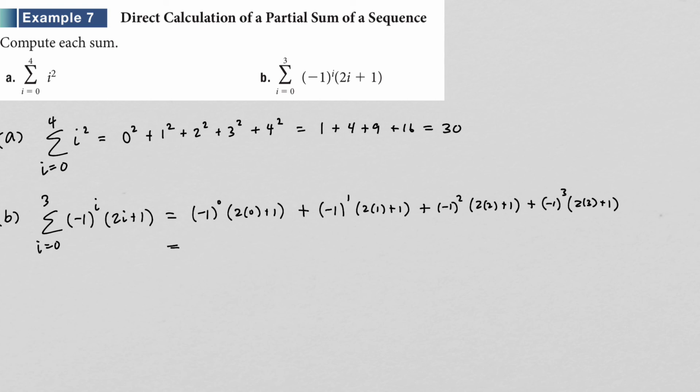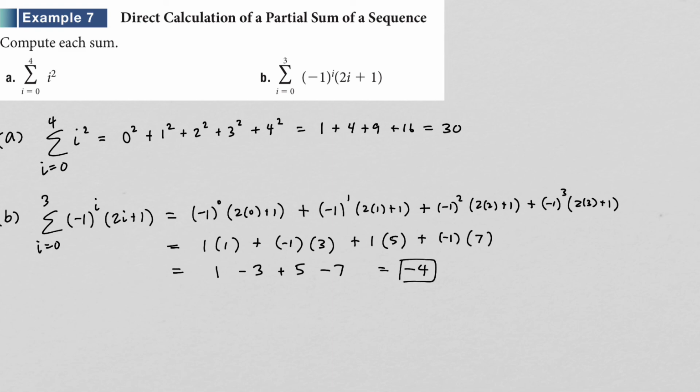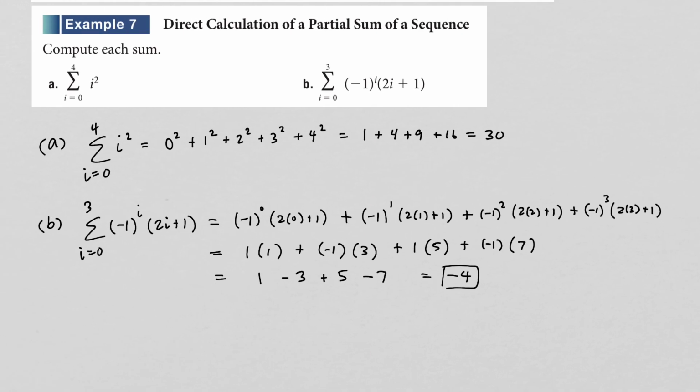Now to add these up, we'll just do the math. Negative 1 to the 0 is 1. 2 times 0 plus 1 is 1, so we have 1 times 1. The next term, we have negative 1 to the 1, which is negative 1. And 2 times 1 plus 1 is 3. And then negative 1 squared is 1 again. 2 times 2 plus 1 is 5. And finally, negative 1 cubed times 2 times 3 plus 1 is 7. So this is 1 minus 3 plus 5 minus 7. And if you add these up, you get negative 4. So this is what we call the nth partial sum of a sequence.